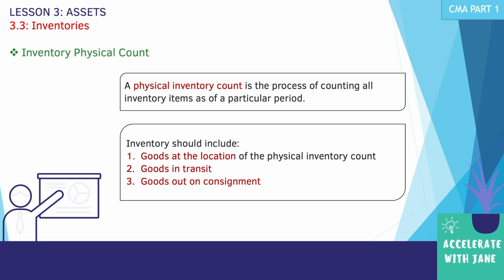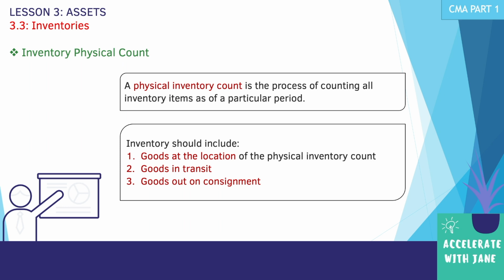So for example, a company has purchased certain inventories but the terms of the inventory is FOB shipping point, correct? Meaning the inventories are already owned by the company upon shipping, okay? So in this case, the purchased inventories are not yet at the physical location of the company. However, the company already owns these inventories. Thus, it is only fitting and proper to include this in the inventory balance.